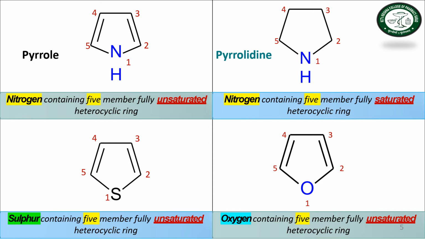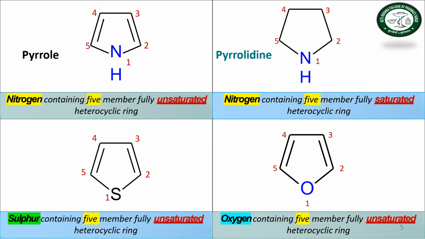For a five-membered ring containing a double bond, which is unsaturated, we use the suffix OLE, whereas for a saturated ring with no presence of a double bond, five-membered ring, we use OLIDINE.